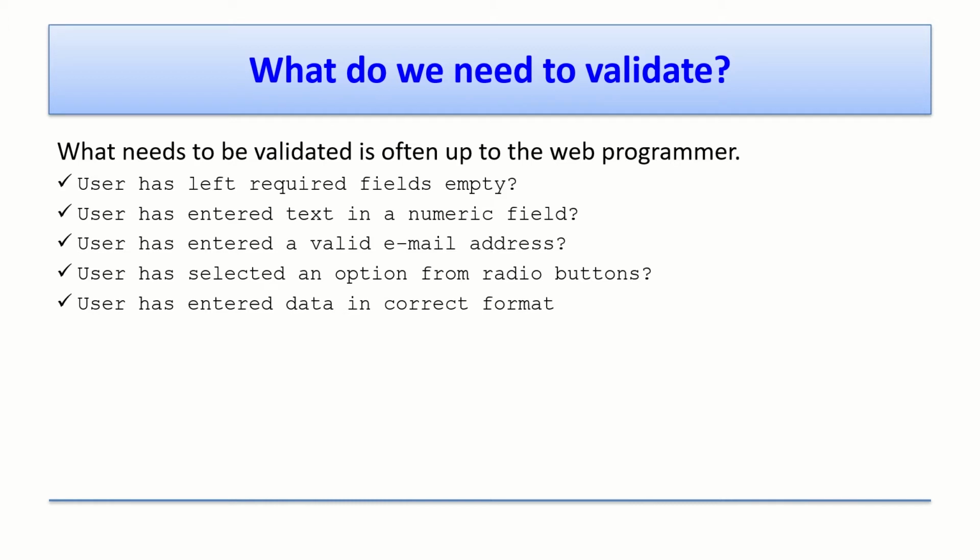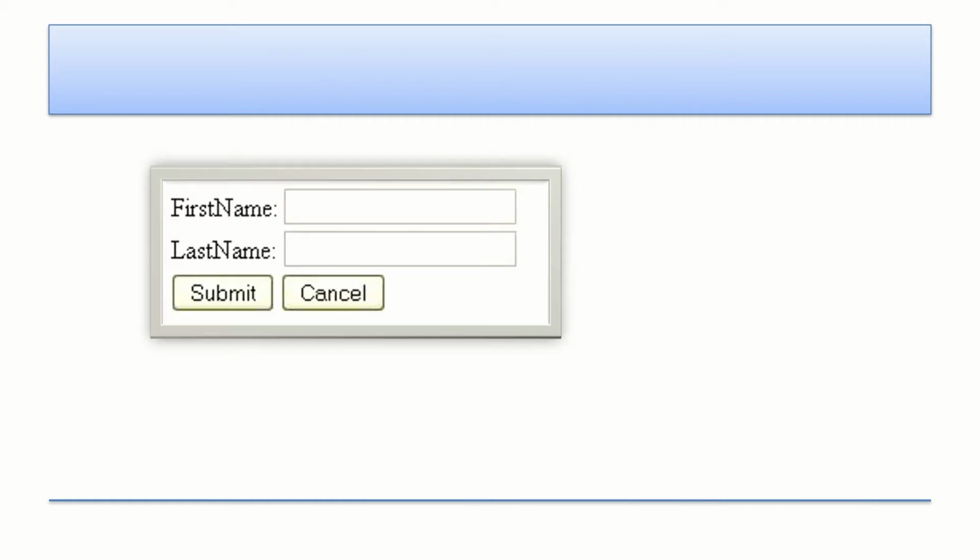Likewise, the next one is the user entering data in an incorrect format. For example, a date of birth. The user may enter an incorrect format. So we have to consider those things when we validate data.